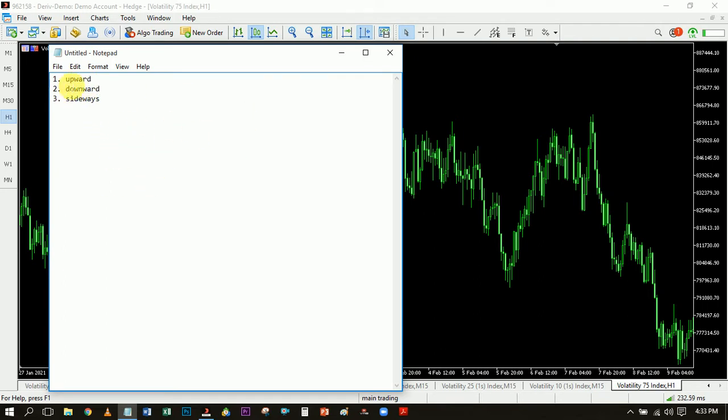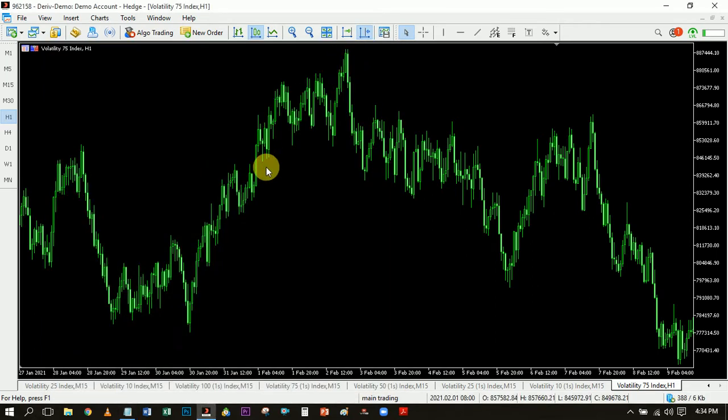But upwards means the buyers are strong, are winning the argument. That's why the market is moving in the uptrend. But in a downtrend, the sellers are winning. That is, there's more supply in the market than demand. That's why the market is moving downwards. So quickly, now how do you set up this strategy?